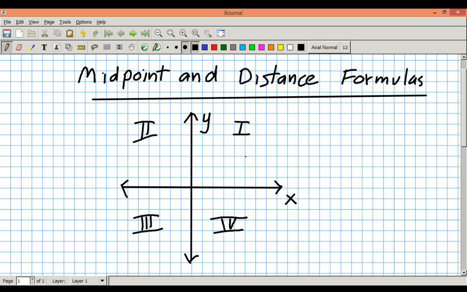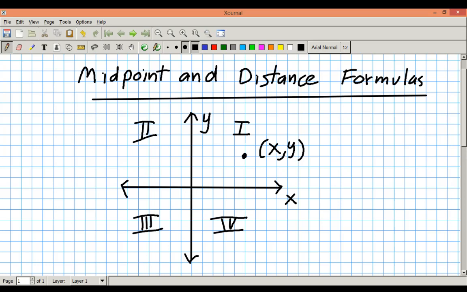So if we just have any point, let's just say this one right here, it'll have two coordinates. It'll have an x-coordinate come first, and it'll have a y-coordinate come second. So they're separated by a comma. The x-coordinate tells you how far to the right or left of the y-axis your point lies, and the y-coordinate tells you how far below or above the x-axis your point lies.